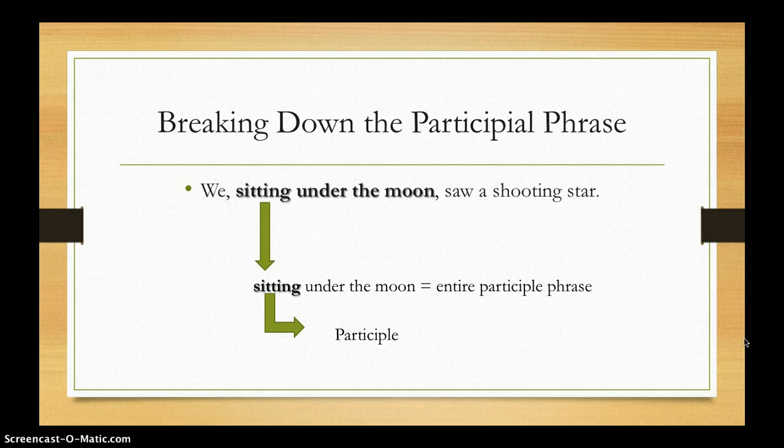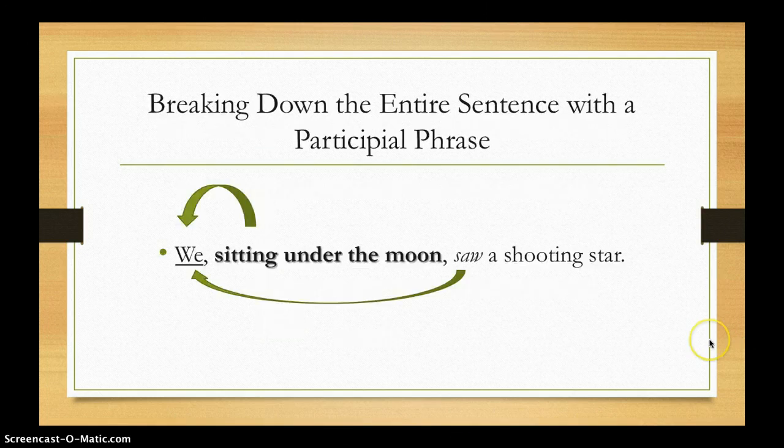And then here on my next slide I have the breakdown of the participial phrase, sitting under the moon. Sitting is the participle itself, and then sitting under the moon is the entire participial phrase. And then here I have the breakdown of the entire sentence with the use of a participial phrase, just to understand the presence of the verb and the presence of a participle in the sentence.